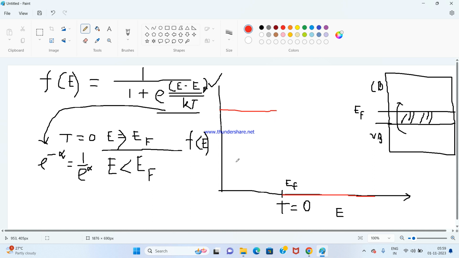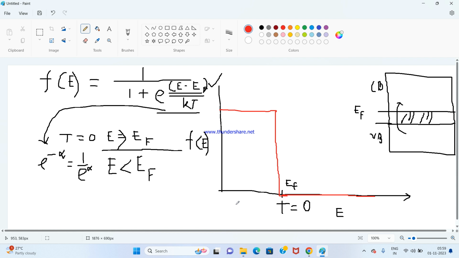less than EF, meaning this side is less than EF, and if T is equal to 0 you will get this function. So this is your Fermi-Dirac function at absolute temperature for two separate cases.